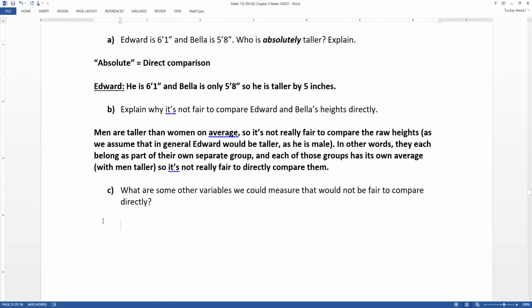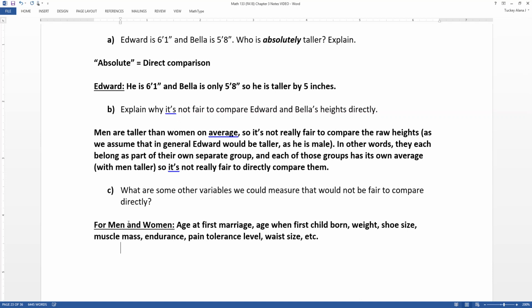As a matter of fact, you can think of a whole bunch of variables, and we can just stick with the male-female thing for a second. There's a whole bunch of things that it's not really fair to directly compare them on, perhaps. Some of these might be arguable. So, for example, the age when you first get married, the age when your first child was born. There might be biological reasons for why it would be younger in one group than another. Weight, shoe size, endurance, pain level, etc. There's just a variety of things where they're just different groups. And so perhaps for various reasons it might not be fair to compare them.